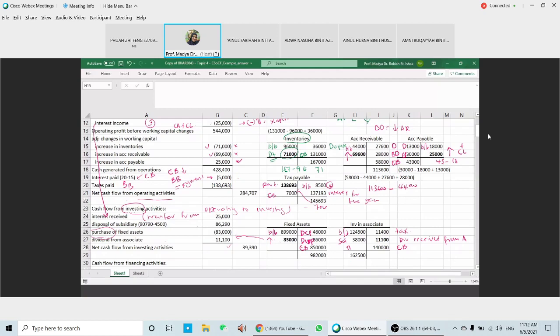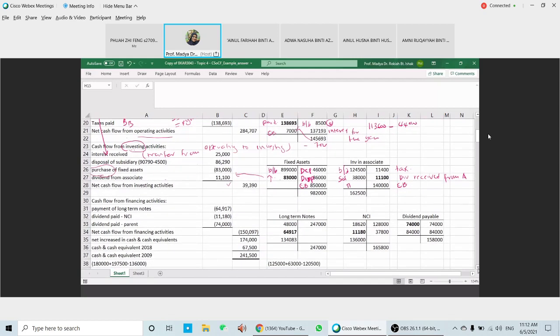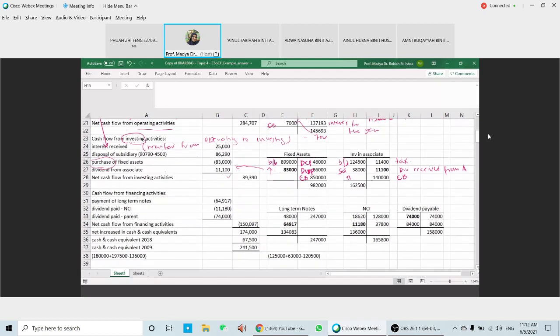Okay, if you have a question after this, we look at the financing activities. Financing activity deals with your equity and long-term liability. The first one is payment for long-term notes. Look at long-term notes. This is your liability.